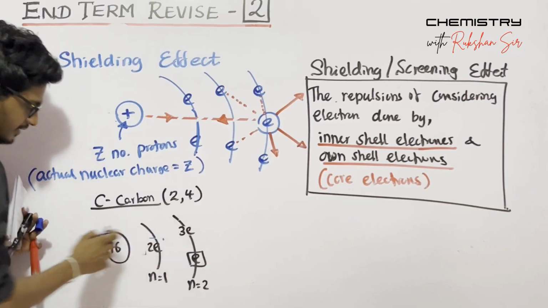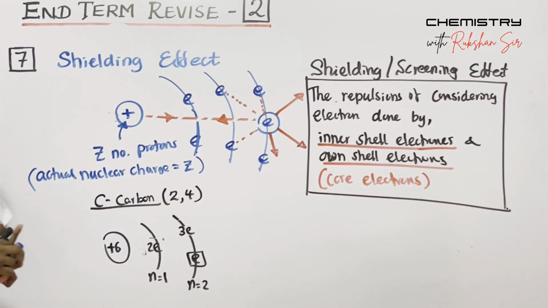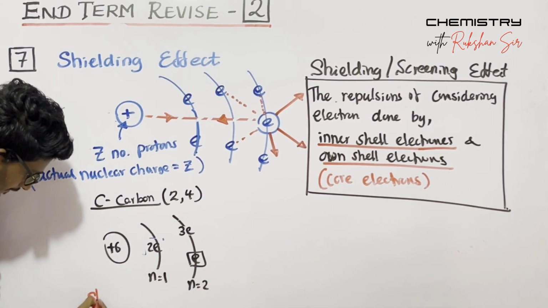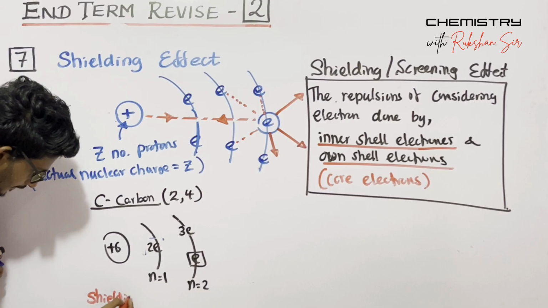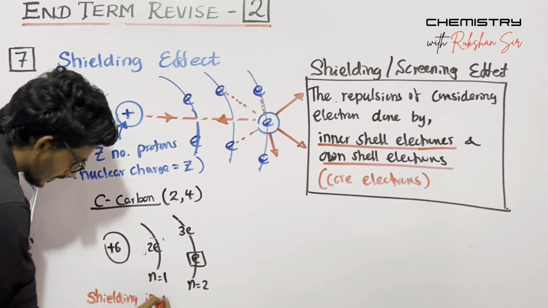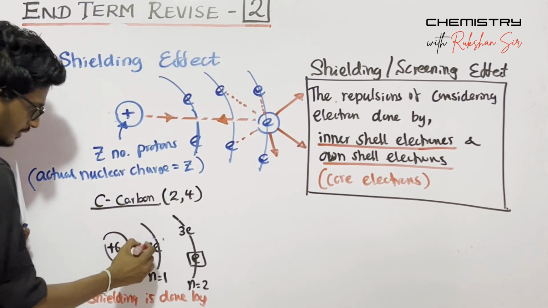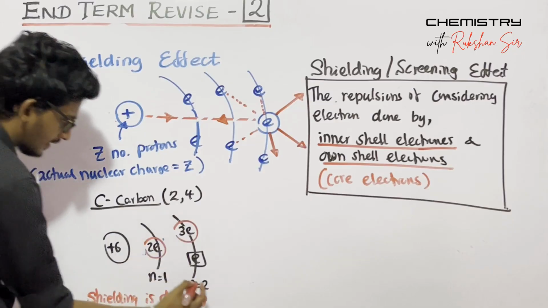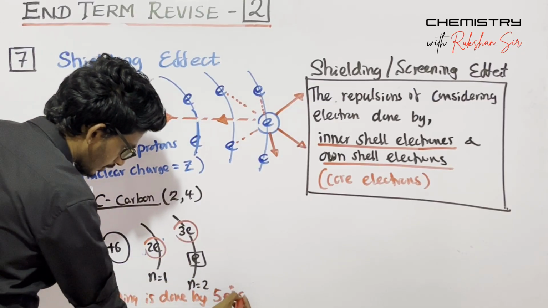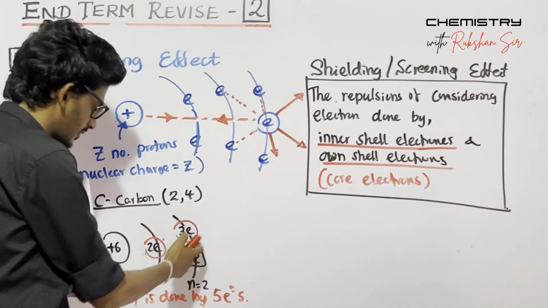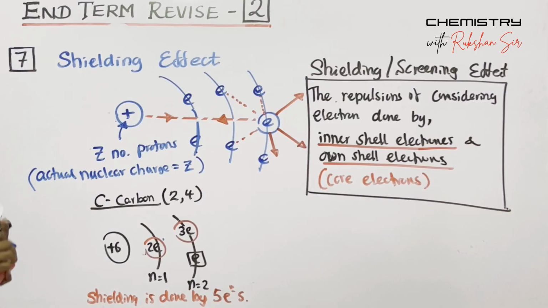So shielding is done by these two electrons as well as these. So shielding is done by actually 5 electrons. For carbon, shielding is done by these two as well as these 3, 5 electrons: 2 inner electrons and 3 on-shell electrons.